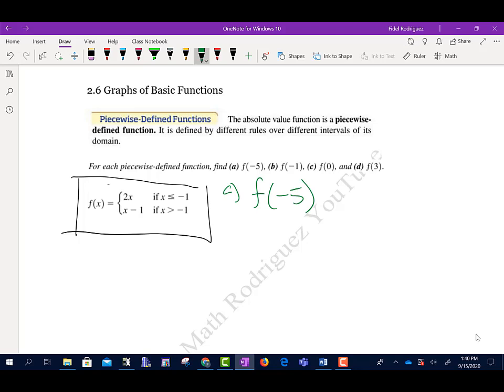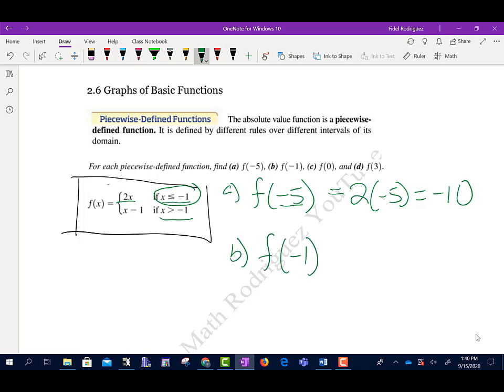So the first thing I have to figure out is, is the number -5 smaller than or equal to -1, or is it bigger than -1? Well, it's actually smaller than -1. So I'm going to use this part of the function. It's going to be equal to 2 times -5, which is -10. Then part B says, let's find f of -1. Well, -1 is still smaller than or equal to, because it's equal to -1. So I'm going to use that part of the function again. 2 times -1 is -2.